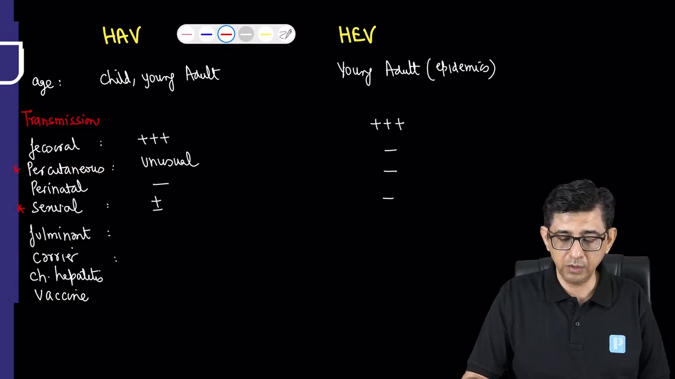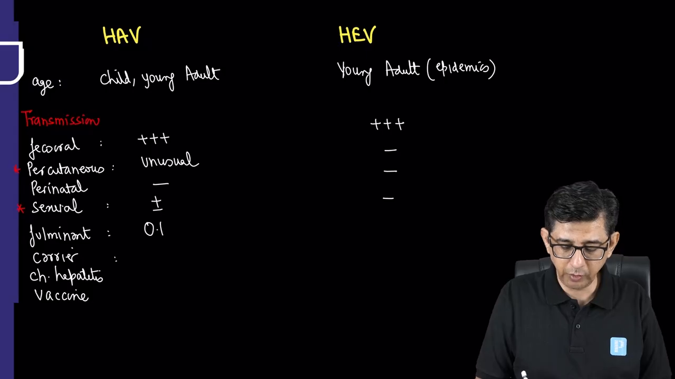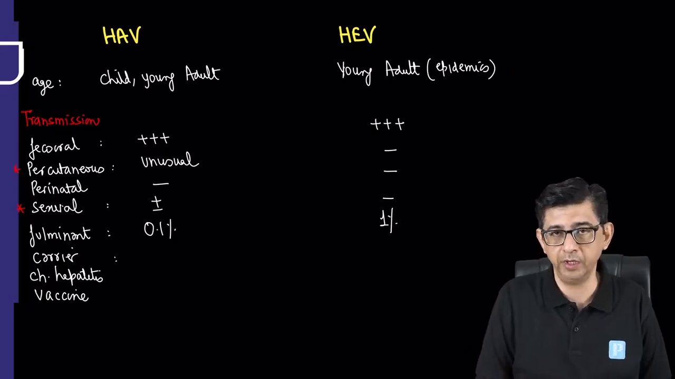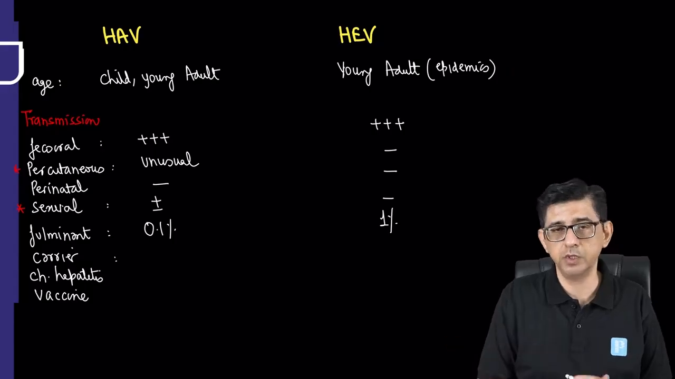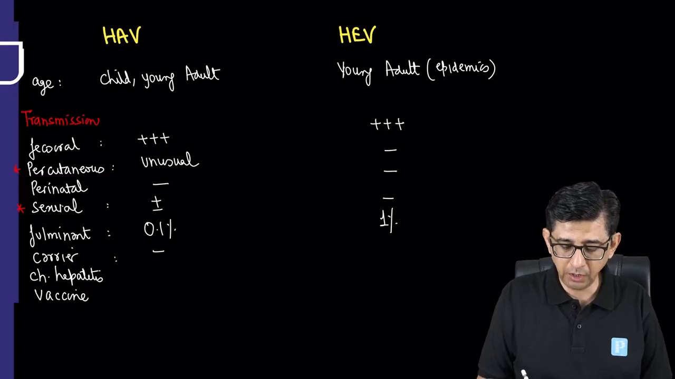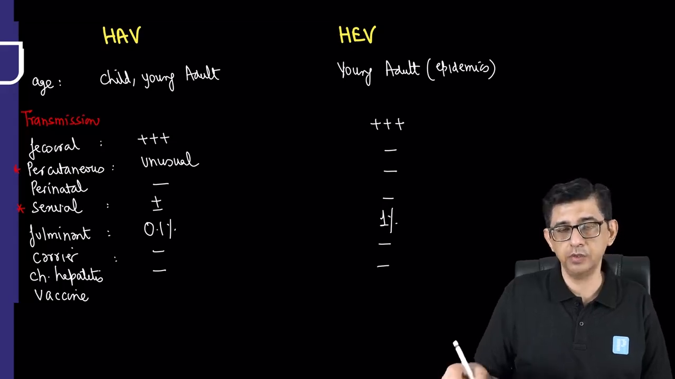As far as the incidence of fulminant hepatic failure is concerned, the value for A virus is about 0.1%. For E virus it is about 1% max, and in some studies or books it can go up to 2% as well, but with pregnancy it jumps up to 30%, as I explained to you earlier. Then carriers and chronic hepatitis are not seen in A and E. I've said this statement earlier also.